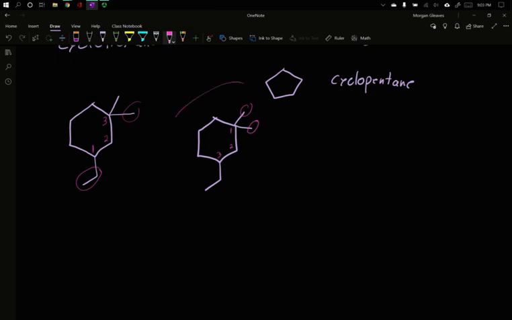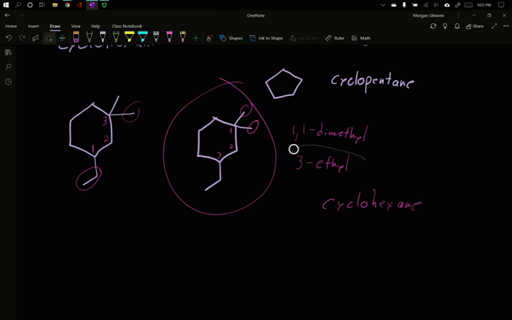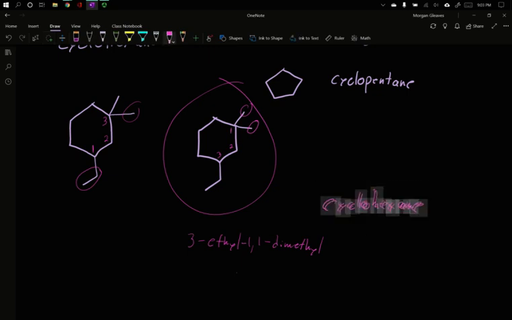And so that's going to be the one on the right. And so this will be a 1,1-dimethyl, and it's going to be a 3-ethyl, and it's going to be a cyclohexane. And so we need to piece them together. E comes before M, so 3-ethyl. Put a dash there between the ethyl and the 1. 3-ethyl-1,1-dimethylcyclohexane. And so this ring system would be named like this.